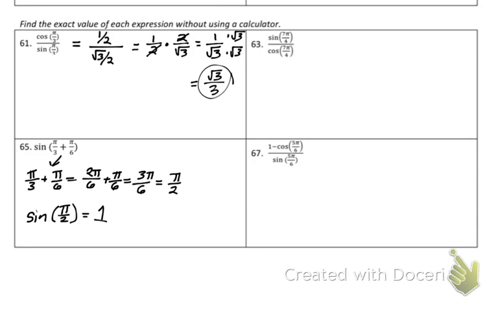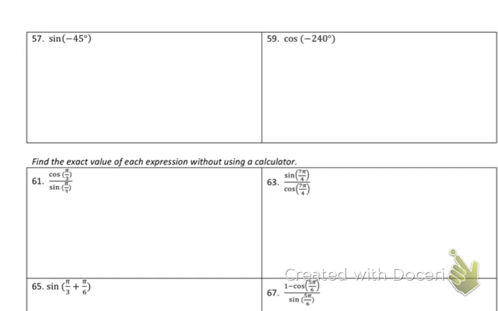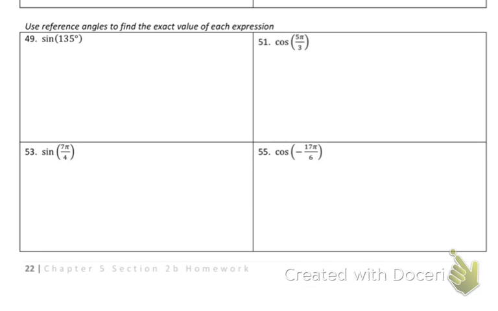Yeah? Can you do number 55? Sure. You said 55? Okay. So I have negative 17 pi over 6.